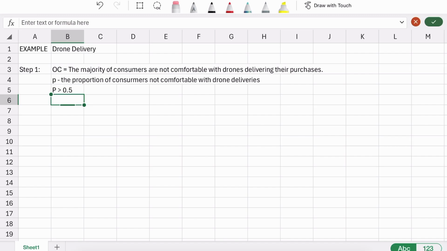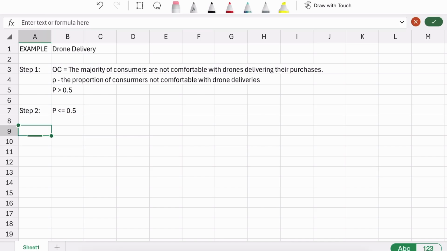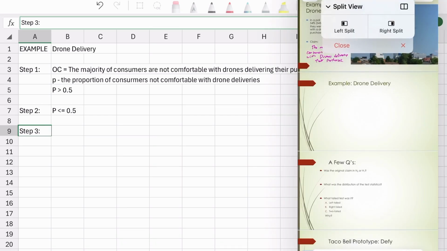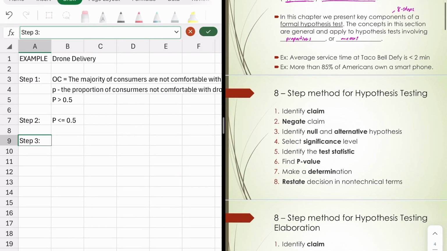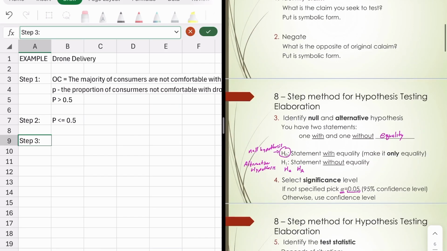Step 2, what is the negation of that? What's the opposite of that? That's going to be P less than or equal to 0.5. It's the opposite of greater than, so it's going to be less than or equal to. That's already in symbolic notation. Let me just take a look at these slides side by side. Okay, split view. First, identify the claim. Second, negate the claim. Then put in symbolic notation.